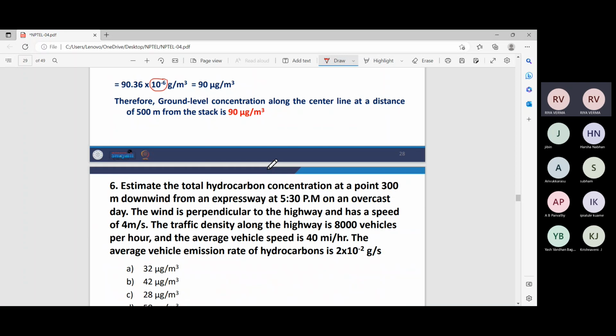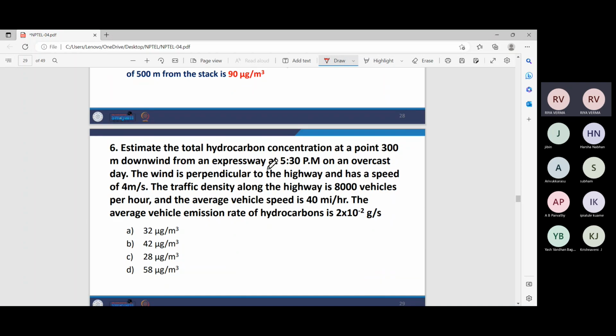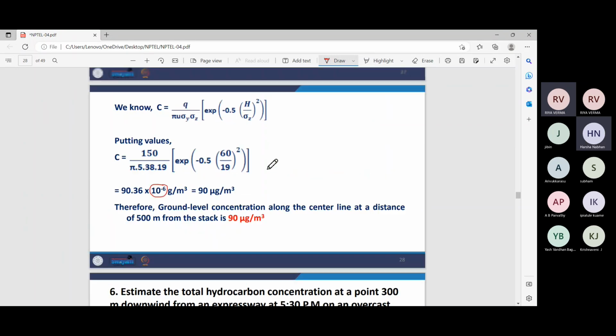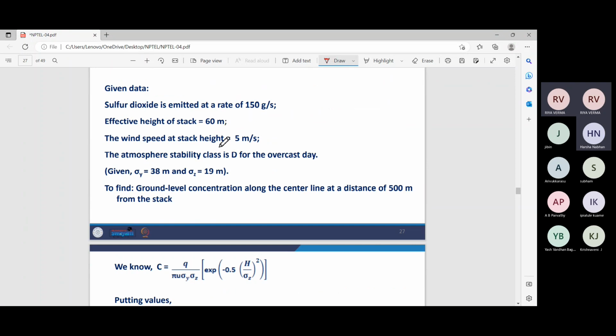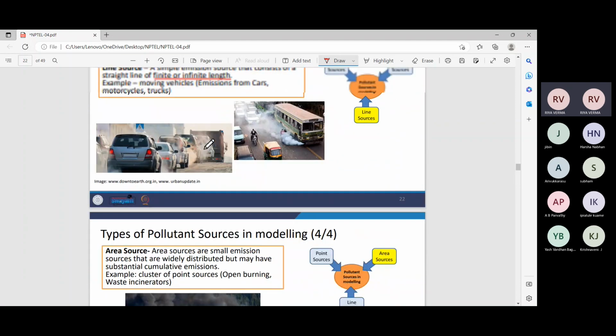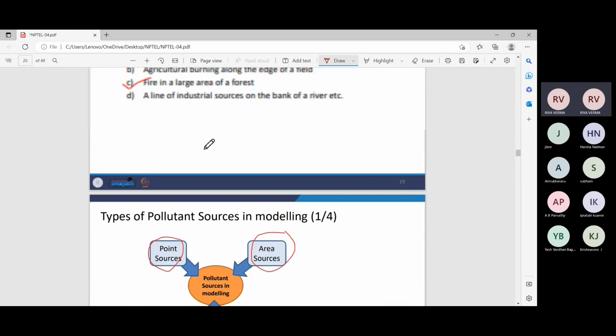Okay, so we are going towards another numerical. Before taking this, does stability class D have any special numerical? Yes. Actually, if the values of sigma y and sigma z had not been given in the question, then this stability class D would have been used. To calculate sigma y and sigma z, you need the stability class.